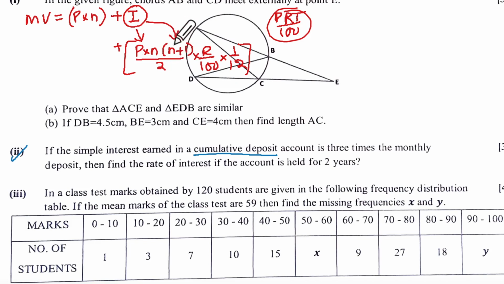Understand? Okay, so the simple interest earned means this I. This is your thinking step. Now let us come to the question, and they are saying that simple interest is equal to 3 times the monthly deposit, means 3 times P. Did you understand up to here? Okay, understood up to here, right?